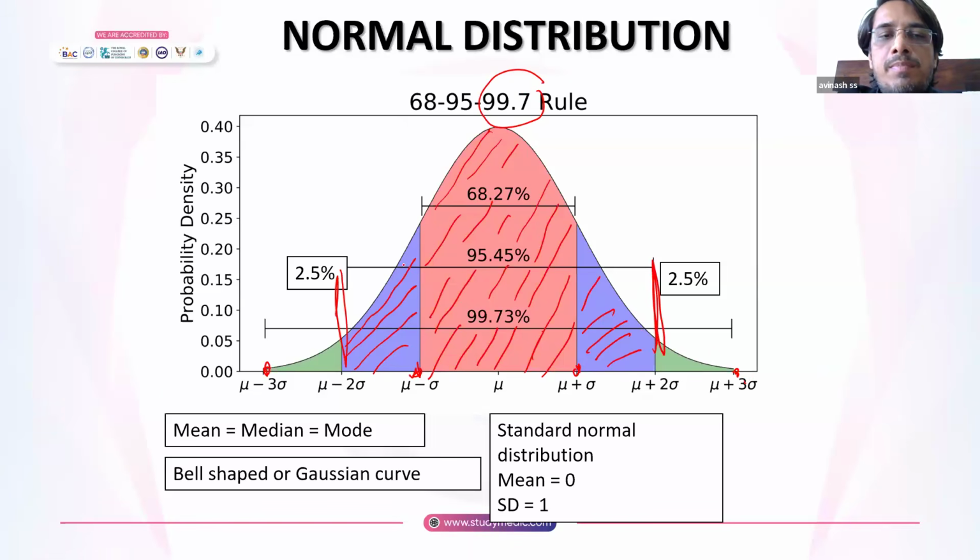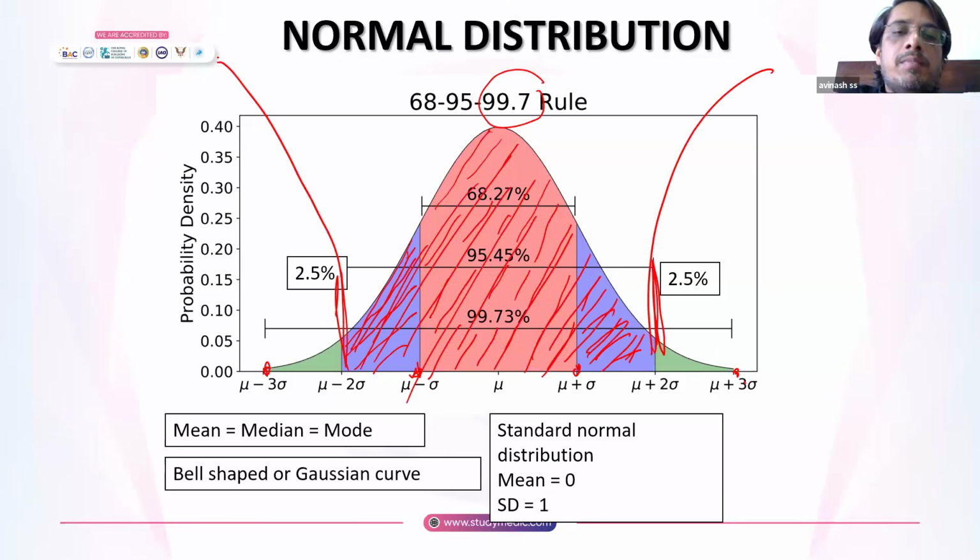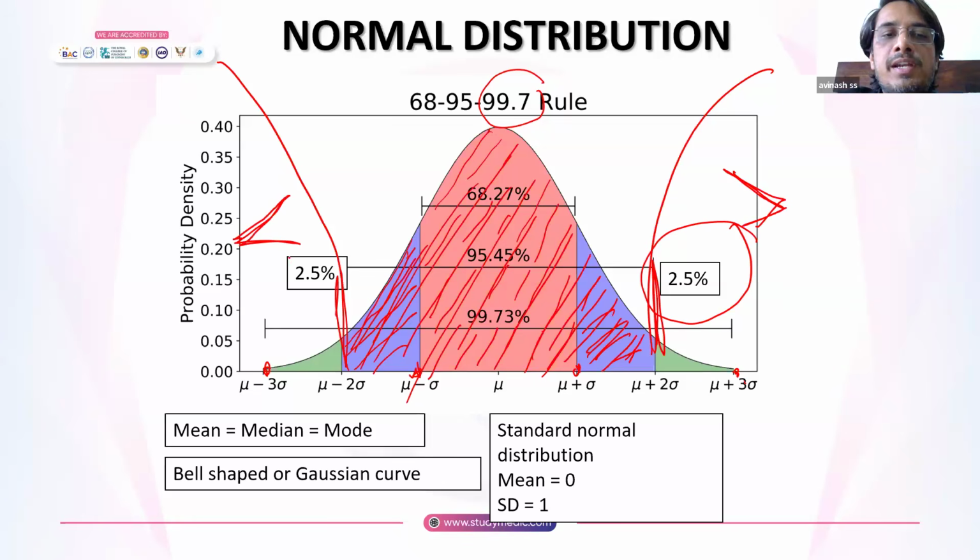Suppose 95% of the data set is within plus or minus 2 standard deviations, then how many percent of the data set will be outside the mean plus or minus 2 standard deviations? Total will be 5%. Because it is symmetrically distributed, 2.5% will be more than mean plus 2 standard deviations, and 2.5% of the data set will be less than mean minus 2 standard deviations.